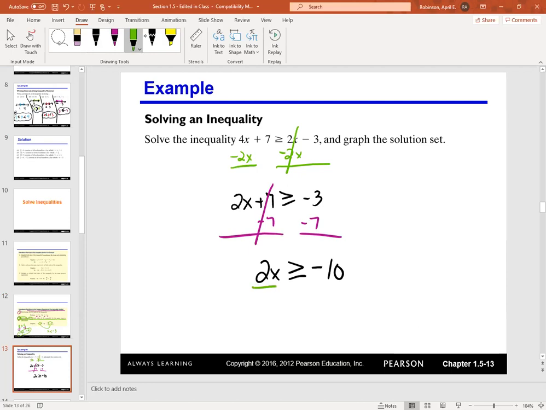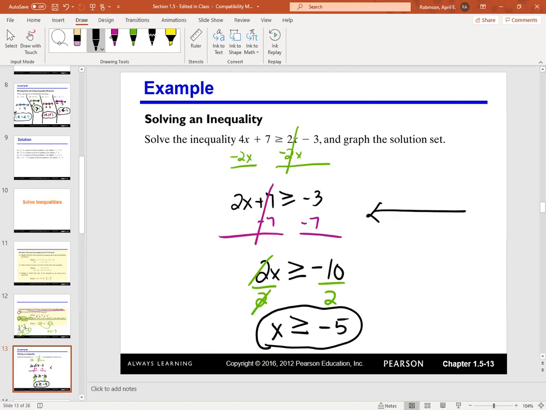And then the last step is to divide by a 2. I'm dividing by a positive. That will not mess up my inequality. Even if you're dividing into a negative, it's what you're dividing by. I'm dividing by a positive. So my answer is still good, or my inequality sign is still good. So here's my answer. And then they want me to graph it.